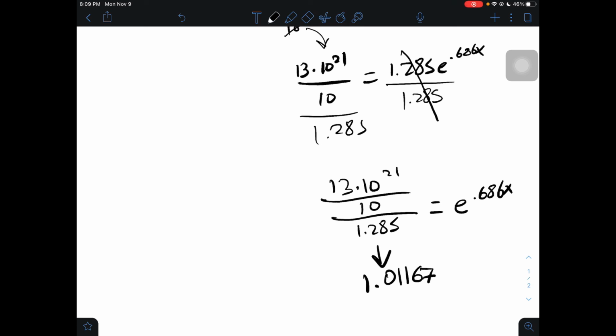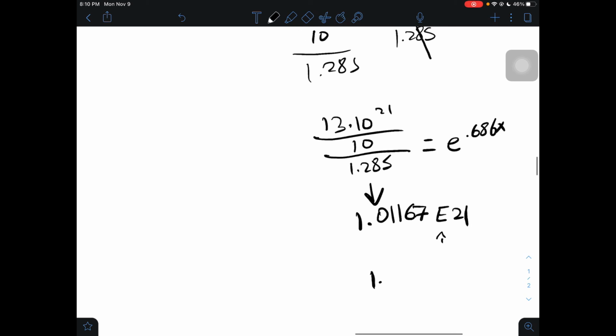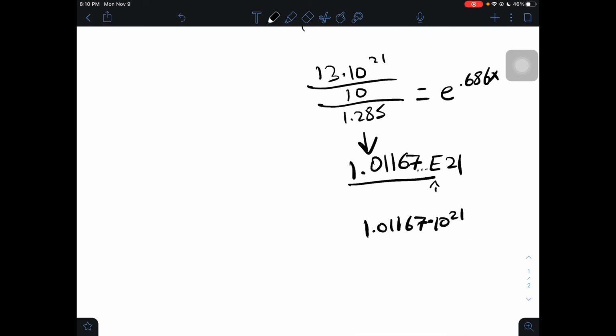1.01167 E 21. E, capital E, represents 10, and the 21 represents the exponent, which is the 10 is being raised to. So it's basically 1.01167 times 10 to the power of 21. Obviously, that's not exact. There's a lot more decimals going there. We're just going to leave it at that for right now.